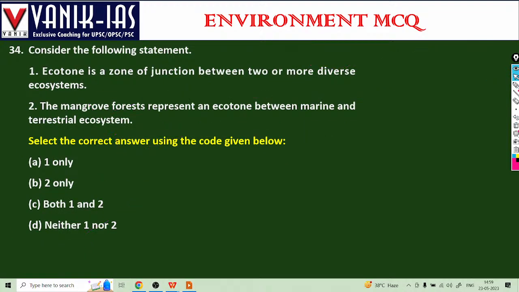Then, an ecotone is a zone of junction between two or more diverse ecosystems. The mangrove forest represents an ecotone between marine and terrestrial ecosystems. I have already explained the ecotone. Yes, the junction between two or more diverse ecosystems is called an ecotone. The mangrove forest is an ecotone between marine and terrestrial ecosystems, and shows the edge effect. The edge effect is a high number of biodiversity in those areas. So both 1 and 2 are right.